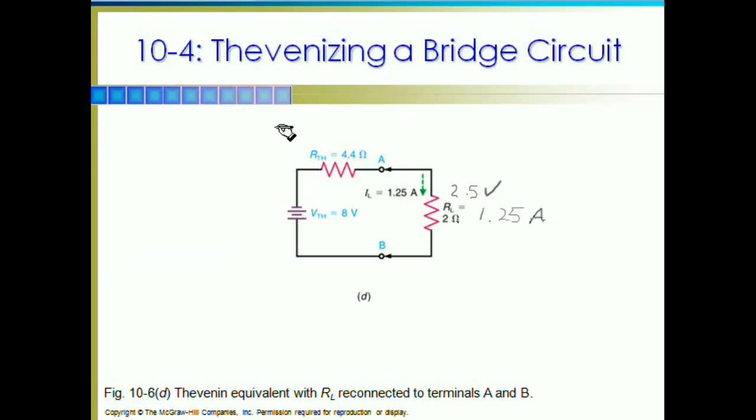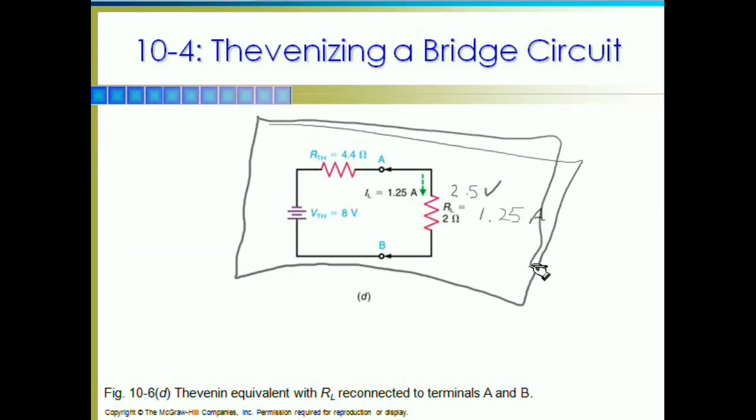So we've taken a bridge circuit and we've reduced our analysis to this. Now our bridge circuit didn't change, so that's going to remain the same. It's going to be the value of our load. We can throw in any load and quickly analyze what the effect's going to be. So that's what Thevenizing does for us.